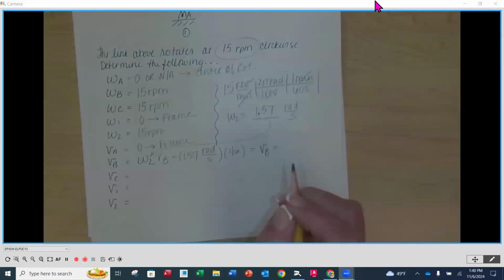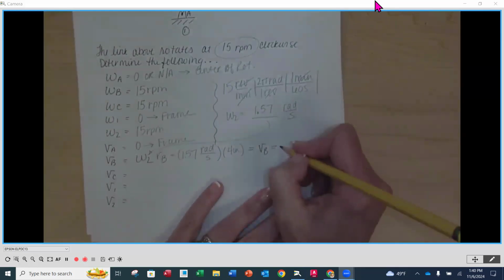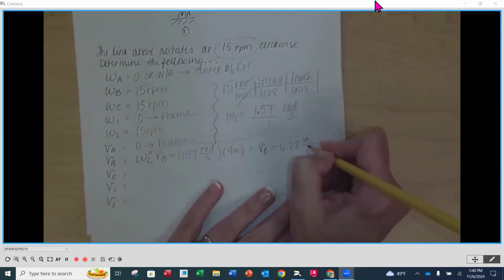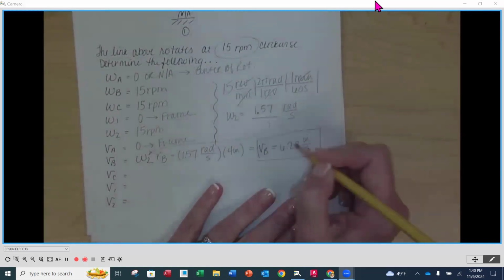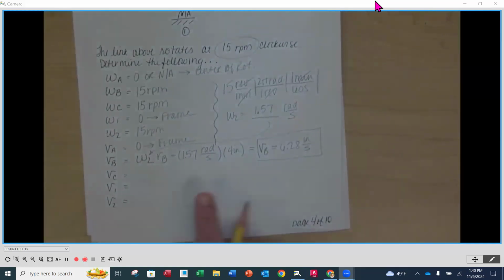So my VB, multiply those 2 together. You get something, Noble? 6.28 inches per second. Yes, 6.28. Thank you, Ben. Remember, we've got radians times inches. Radians magically disappear. And so inches per second is the final unit, okay?